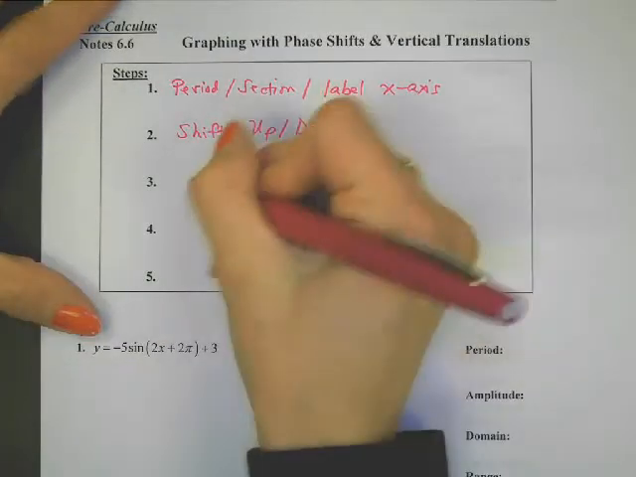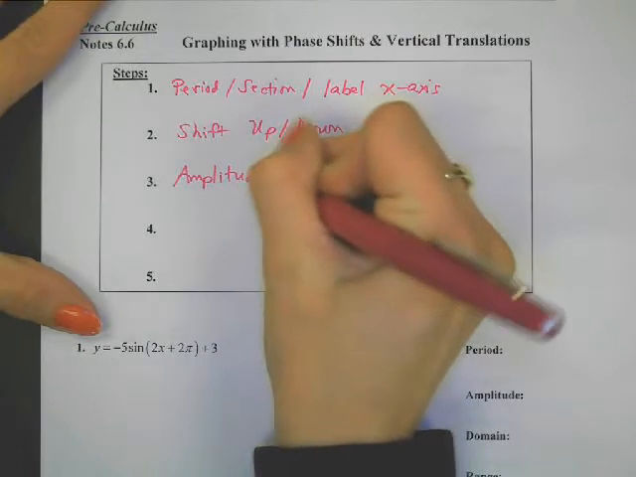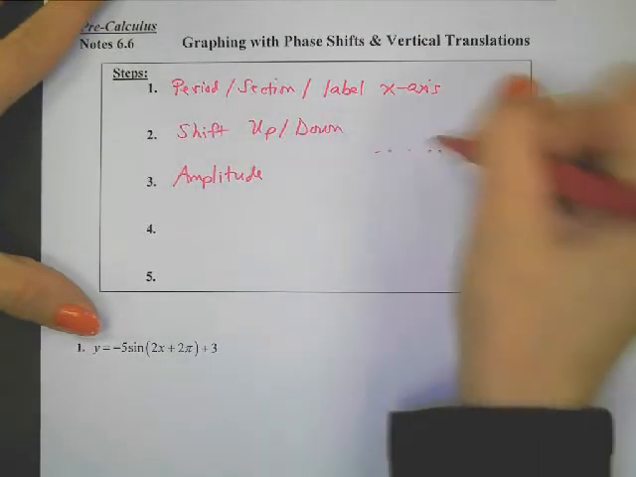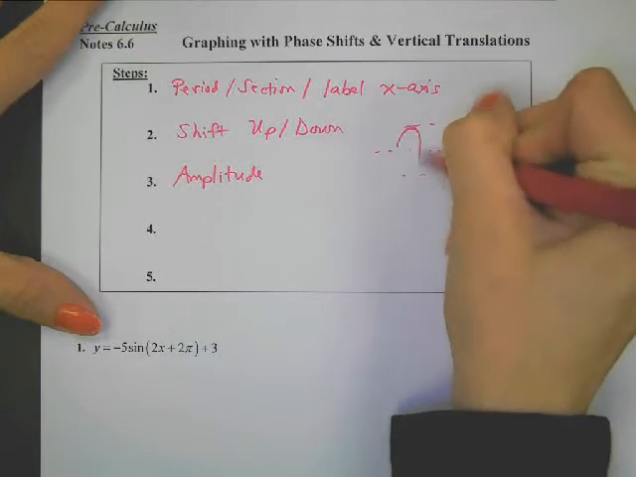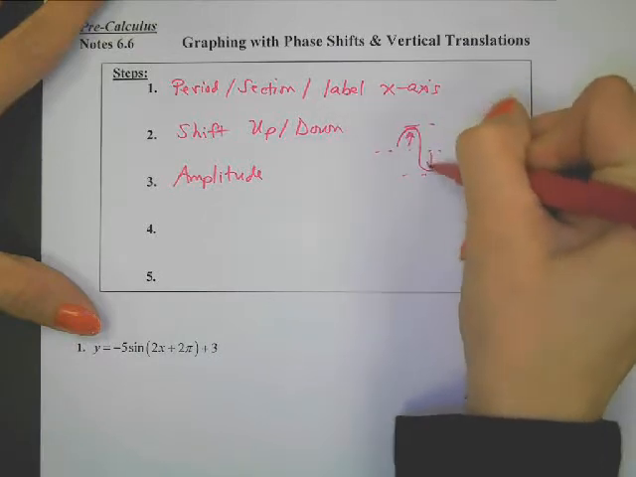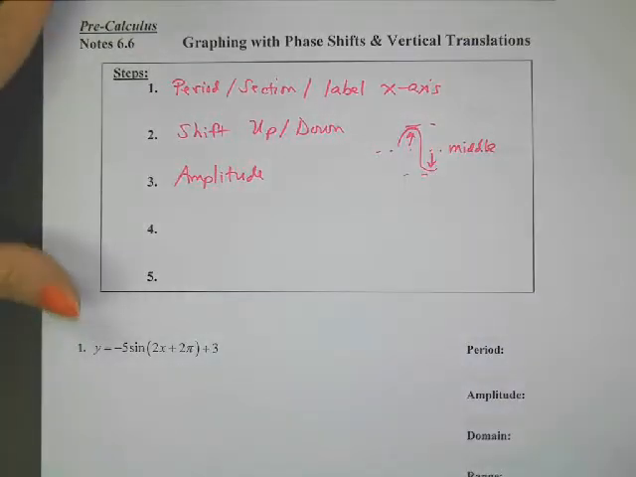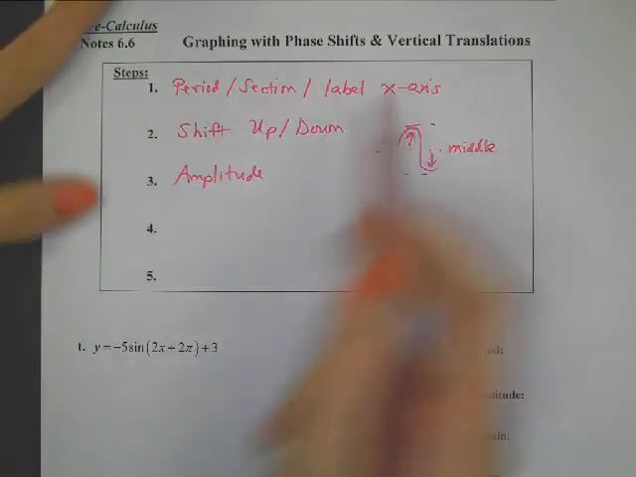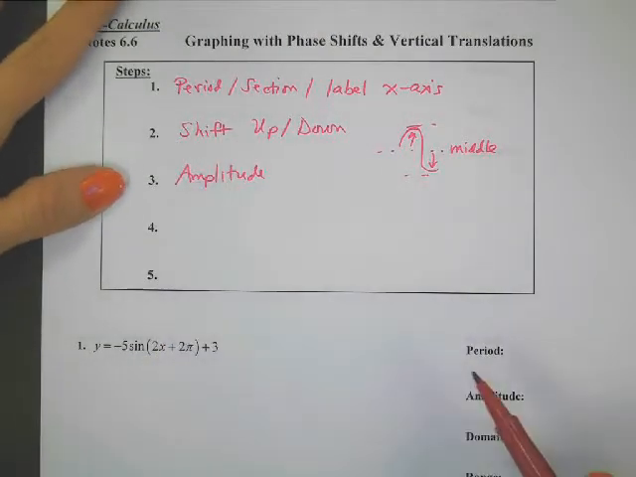After that, then you use the amplitude. So after you find the middle, then you find how high and how low from there the graph will reach. And that is the amplitude from the middle. So this is the order in which you should do things. First you get the x-axis, then you get the y-axis by the shift, and then the amplitude.